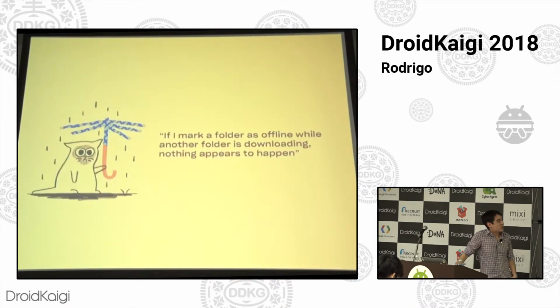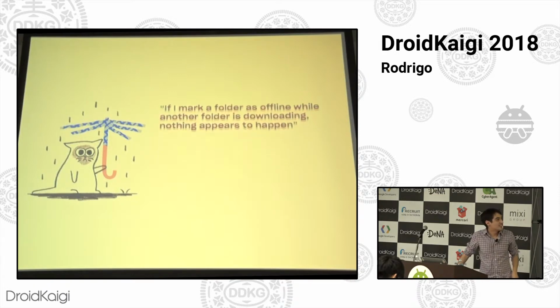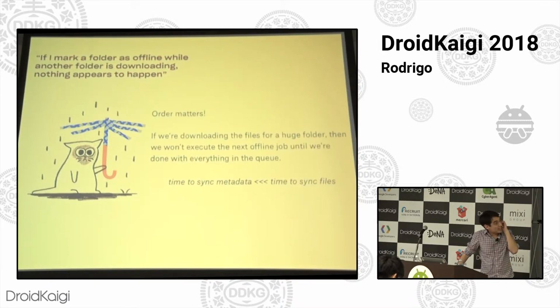Okay. So I sent that for QA, right? And the first thing that they say, these are actual bugs, the little cats: if I mark a folder as offline while another folder is downloading, nothing appears to happen, right? This is QA. So what's happening?